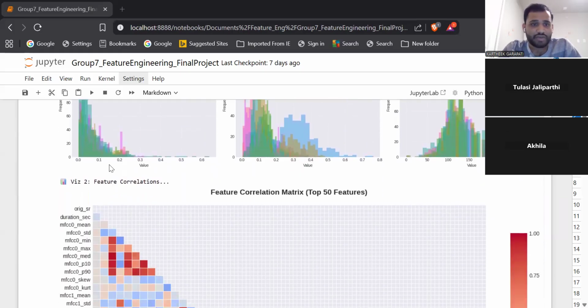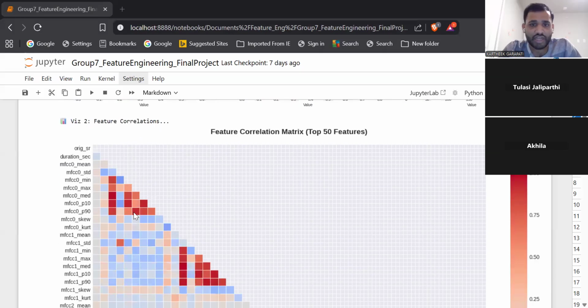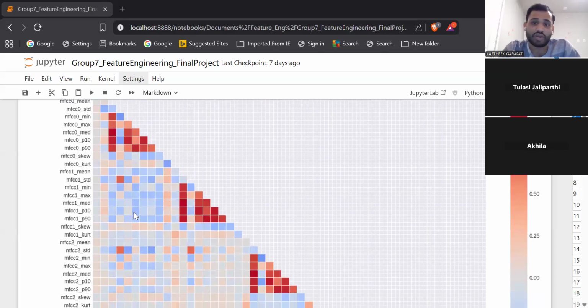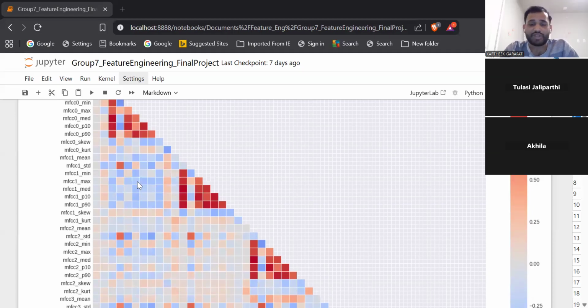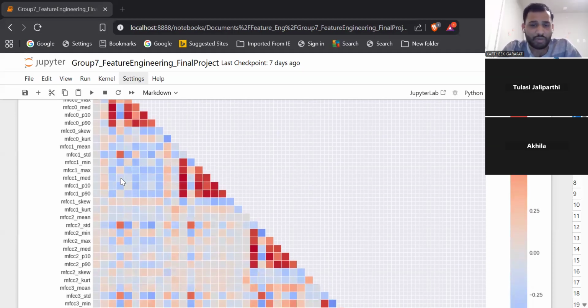Visualization 2 is a correlation heat map showing strong blocks: MFCC 0 to 5 correlate above 0.8, as adjacent bands carry similar information. Blue regions show negative correlations, like harmonic versus percussive ratios.